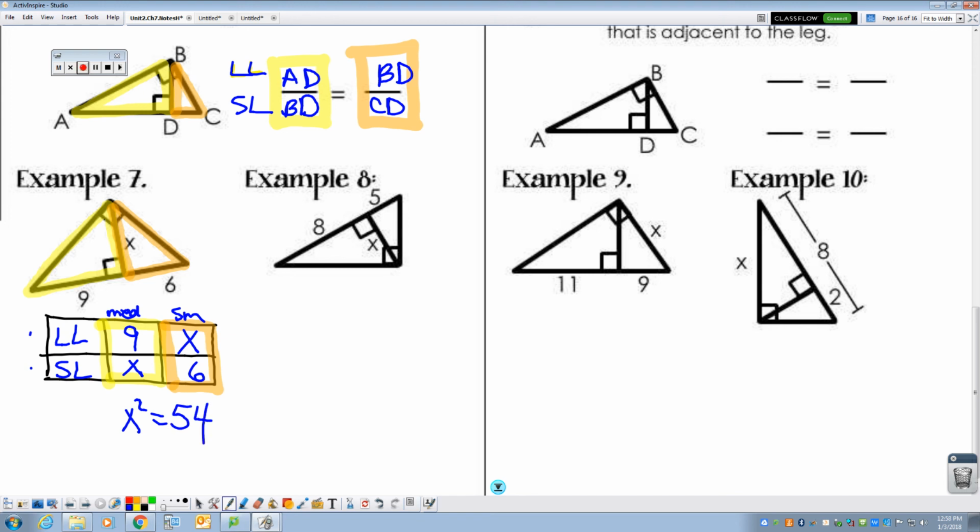and we solve. Now for this one, when we solve it, we are going to have to deal with radical 54 or negative radical 54, which we don't want. 54 does simplify. 9 and 6. So we get X equals 3 radical 6.